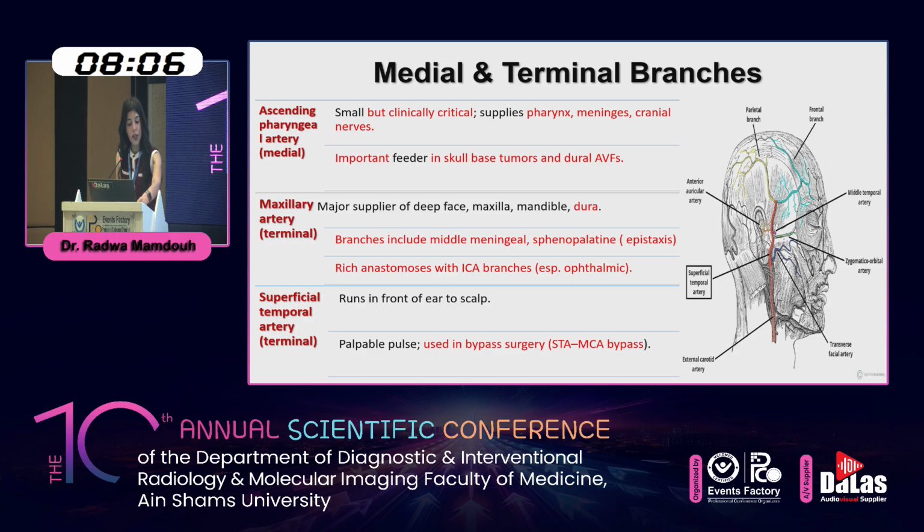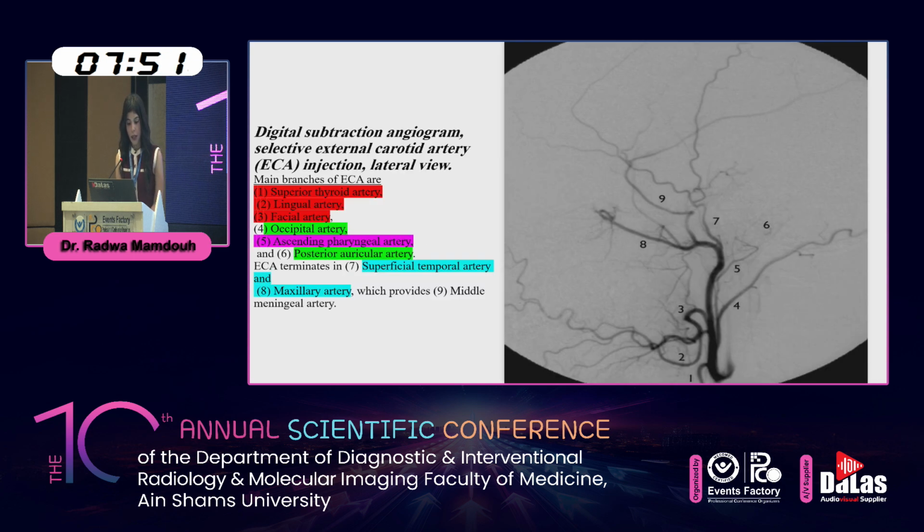The terminal branches, maxillary and superficial temporal, both have rich anastomoses with the ICA, and the superficial temporal is usually used as a bypass artery in the STA-MCA bypass in cases of moyamoya disease. This is a digital subtraction angiogram of the external carotid, showing all its branches.